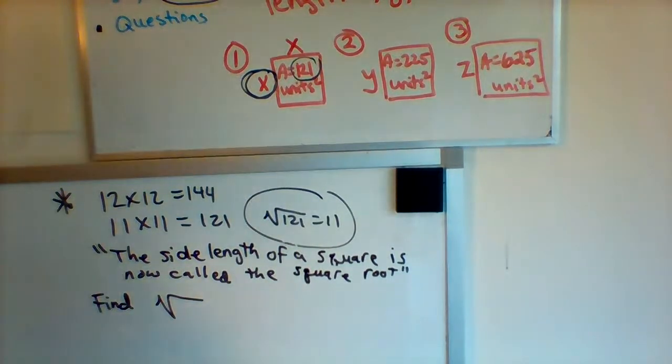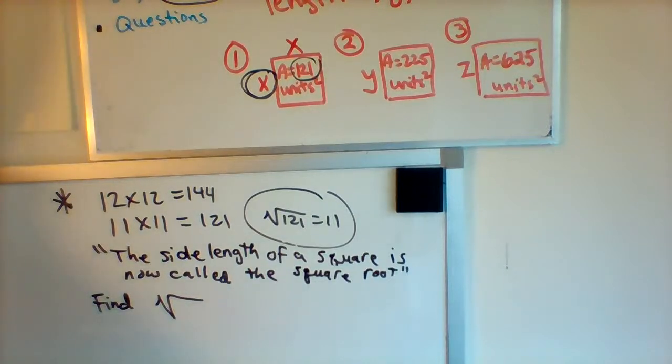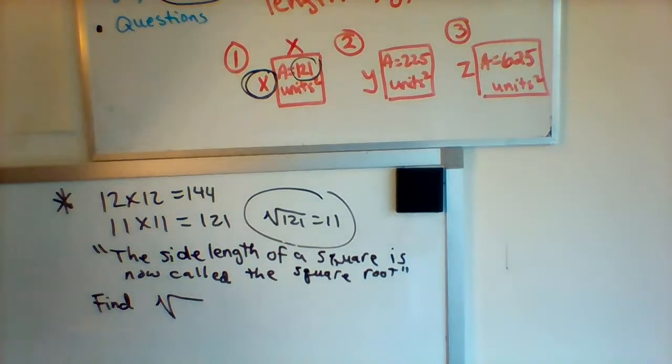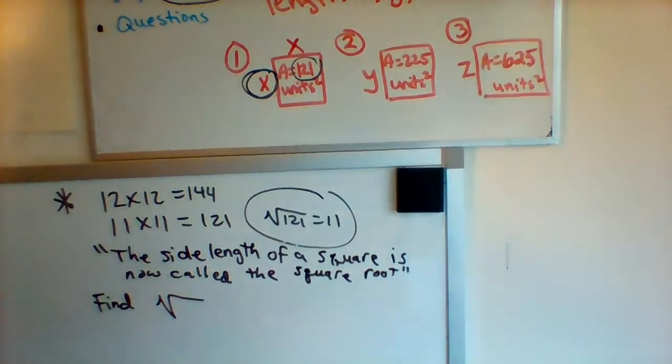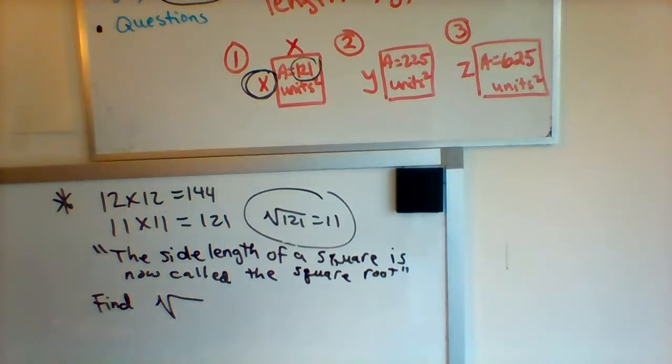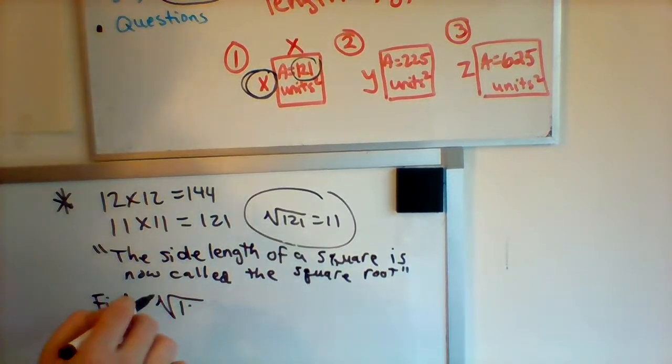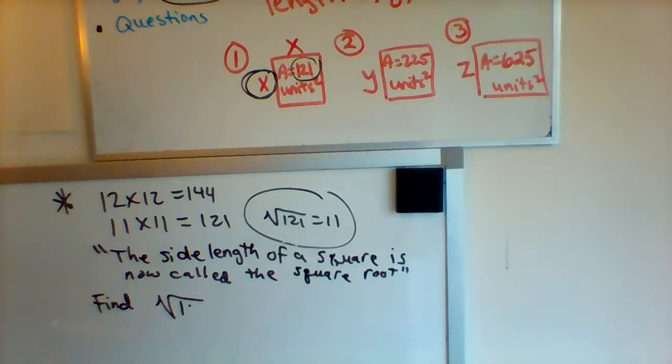Hold on. I want to get this right. What if I asked you to find the square root, oh, wait. Of 133.